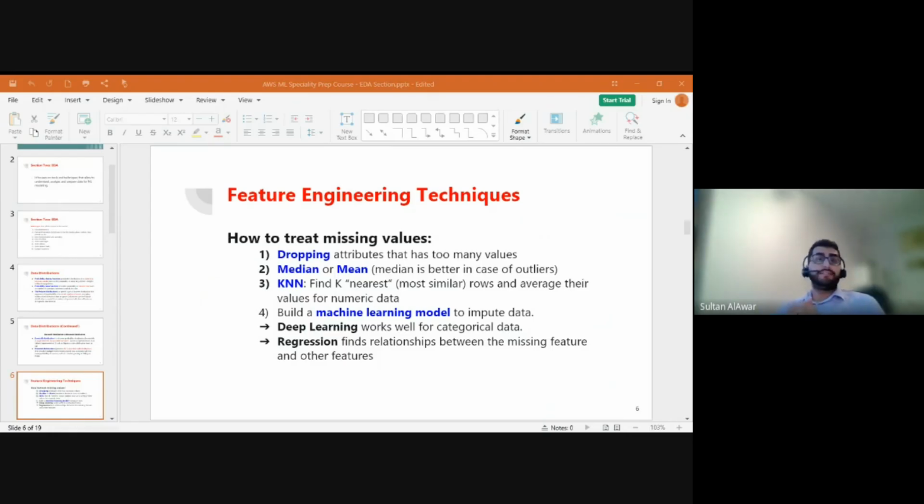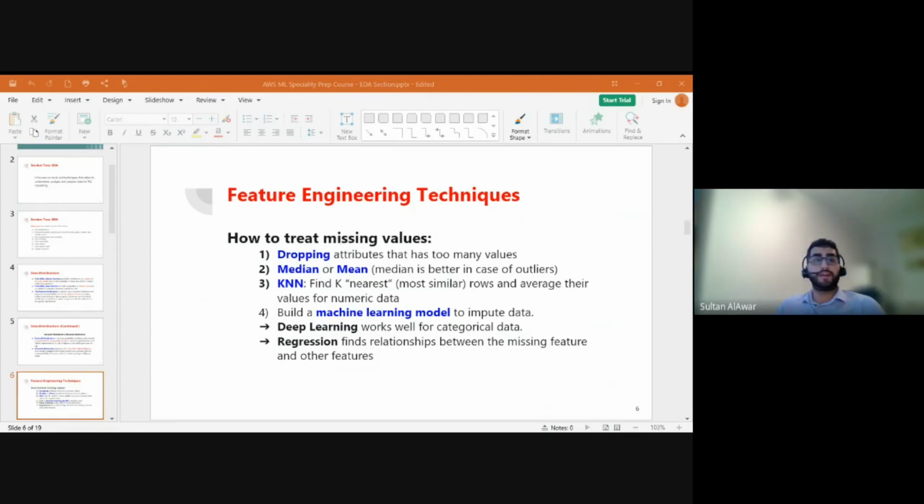The second strategy could be to fill in or replace these missing values with a median or a mean. And it's worth noting that the median is better in case of outliers. So if we have a lot of outliers in the data, like we have a skewed, non-normal distribution, then we can think of the median to be used, which is better in this case.